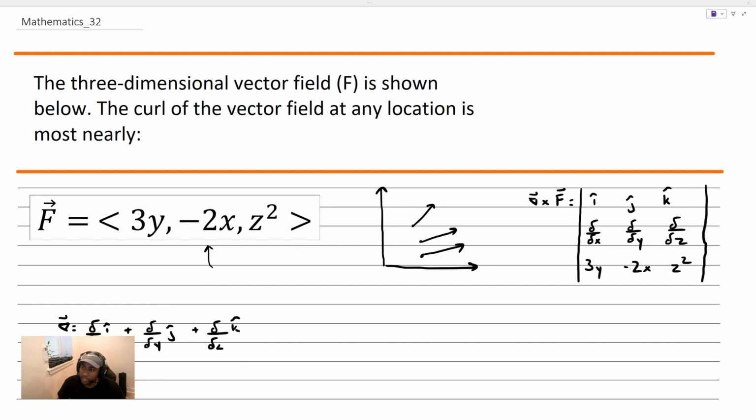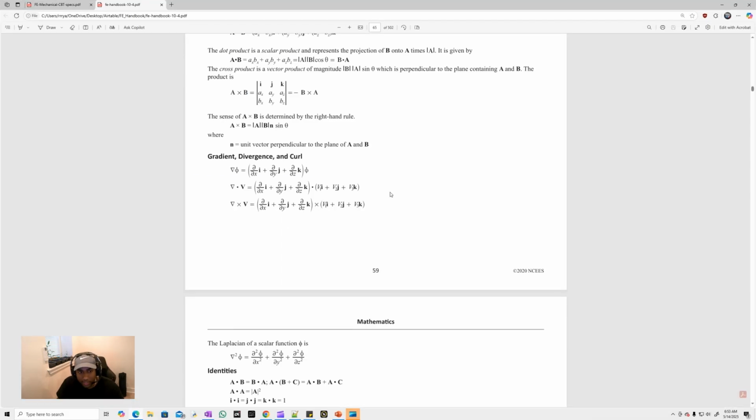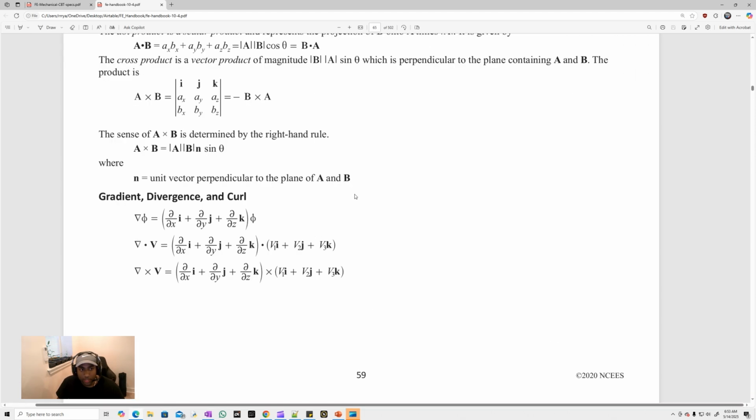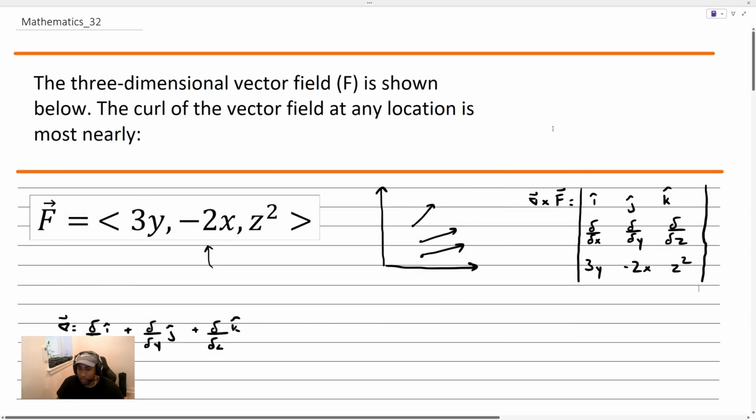Additionally, let's go ahead and check inside the manual to see where we could find a formula like this. On page 59 in the mathematics section, you can see that this is how we compute a cross product using the determinant up here. And additionally, you can see there's a section on the gradient, divergence, and curl, which are all vector operations that represent different things physically. Today, we're going to be looking at the curl of a vector field, which is just the cross product between the del operator and the components of your vector field. Okay, so now we're going to go ahead and perform this calculation.